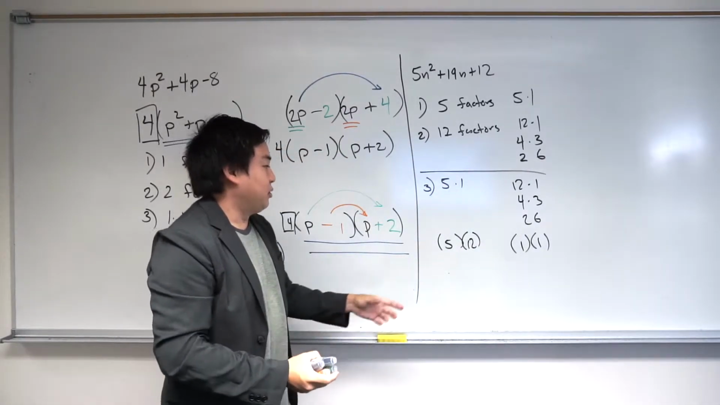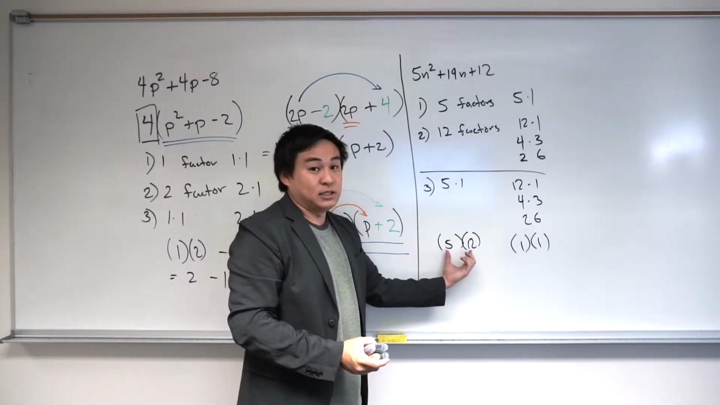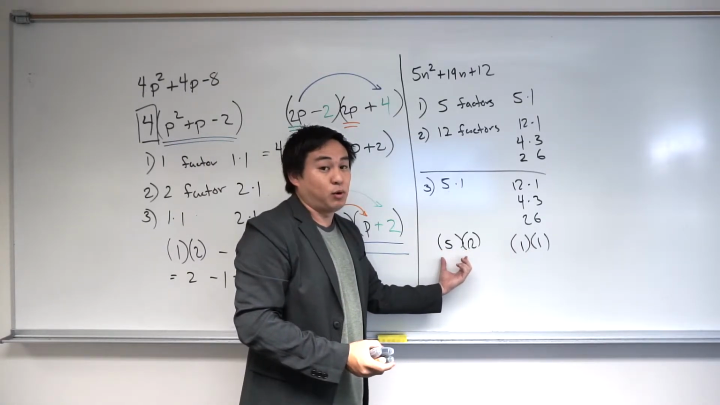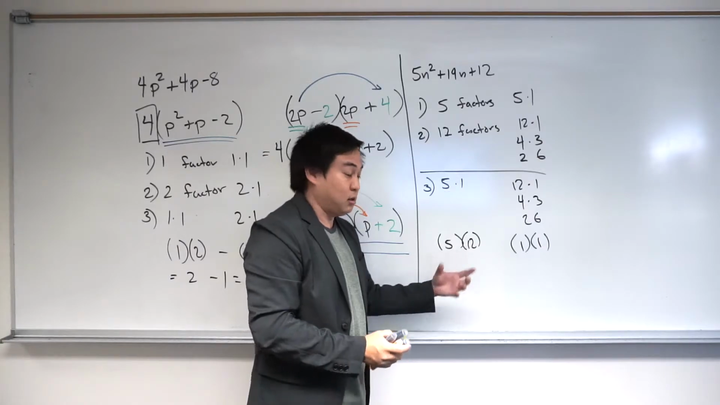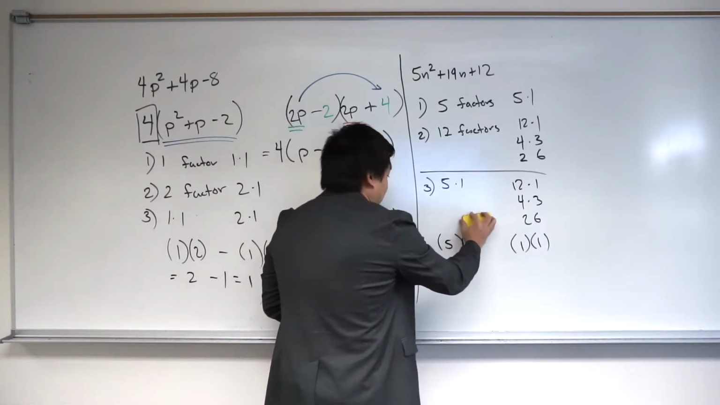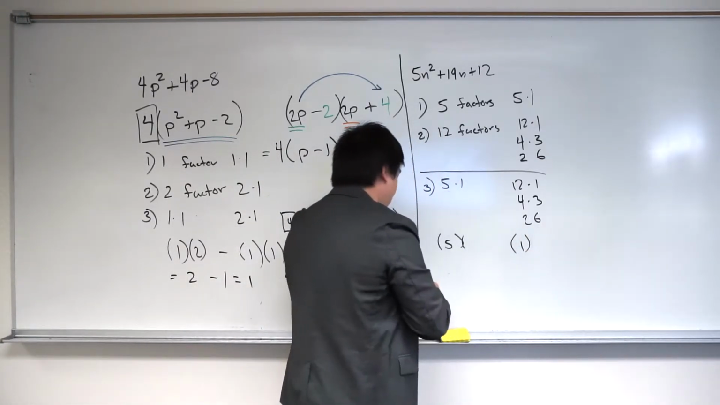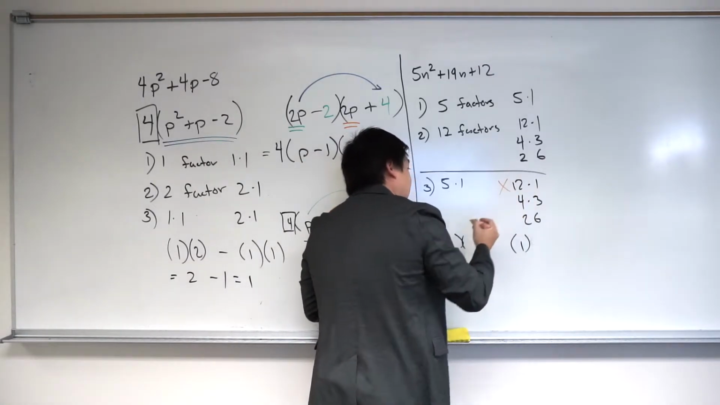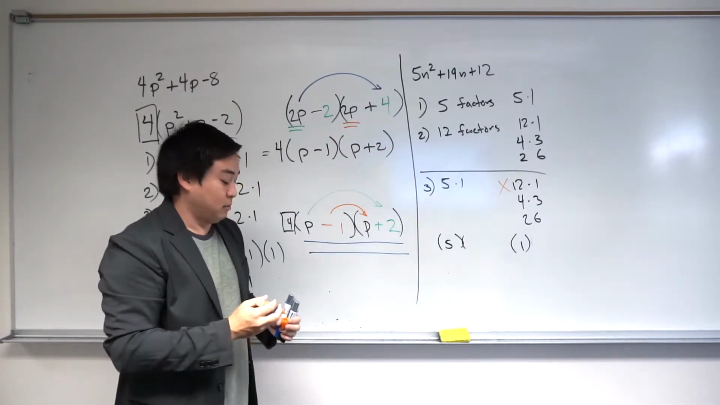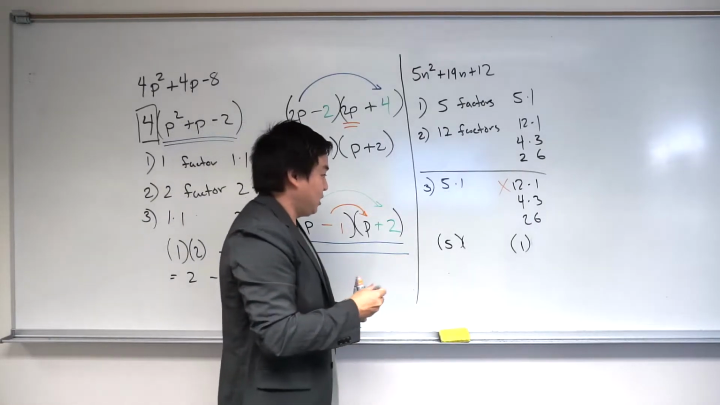The one on the top though, this is too big. This is 60. So this one also doesn't work just because this is too big. So we need to try something other than 12 and 1. So this case is done. We're already done with that. So let's try 4 and 3.